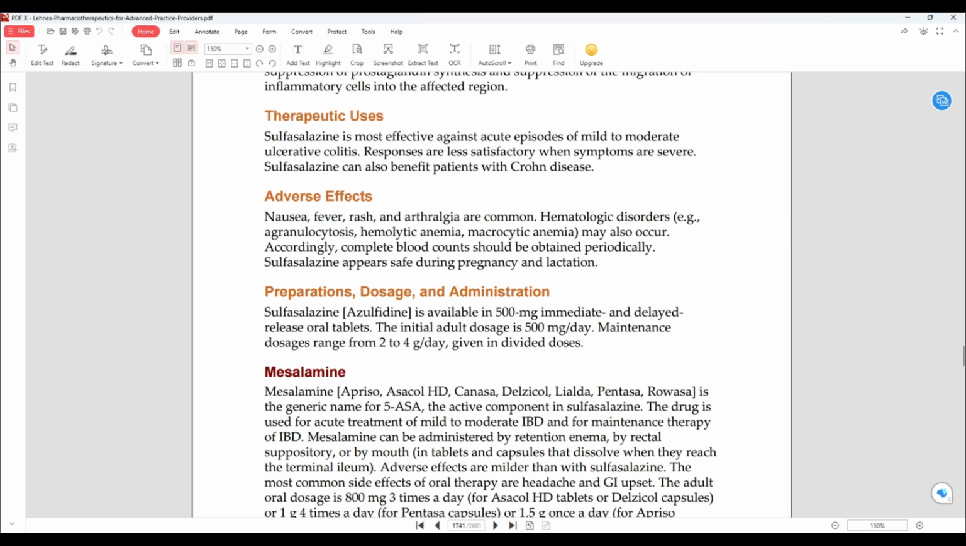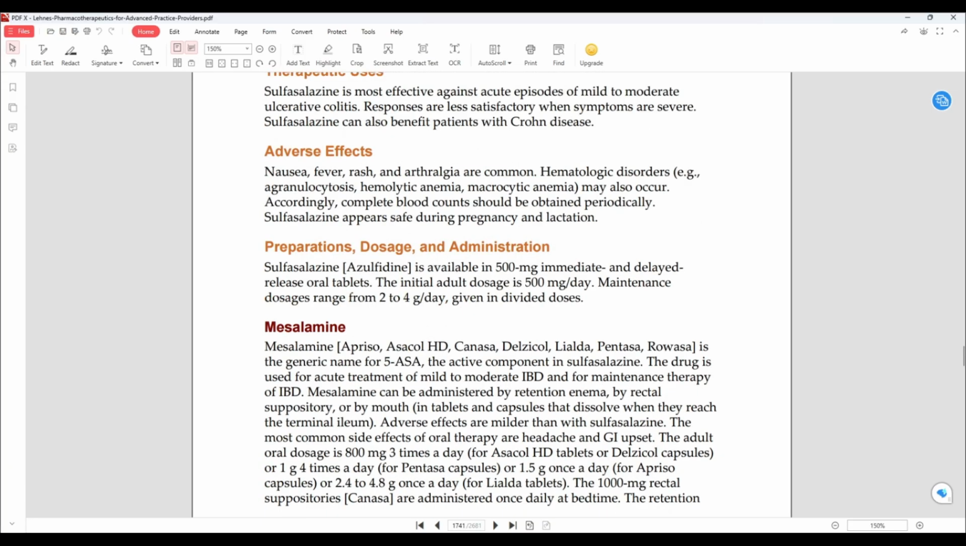So, its therapeutic use. Sulfasalazine is most effective against acute episodes of mild to moderate ulcerative colitis. Responses are less satisfactory when symptoms are severe. The medication can also benefit patients who suffer from Crohn's disease.